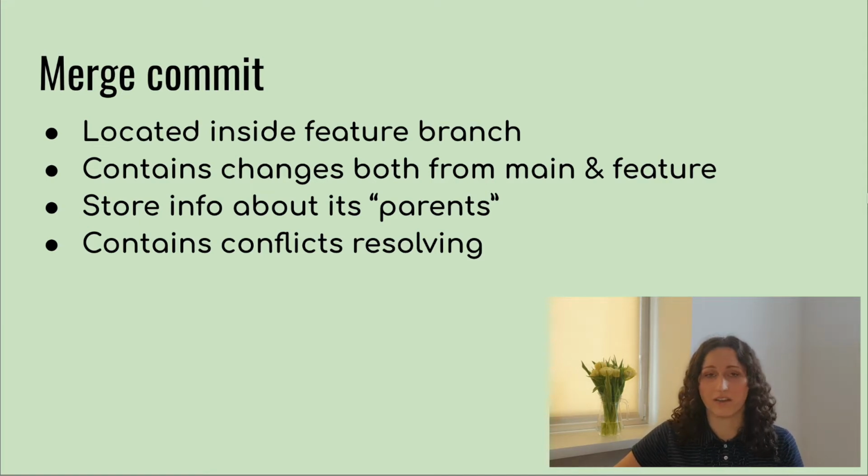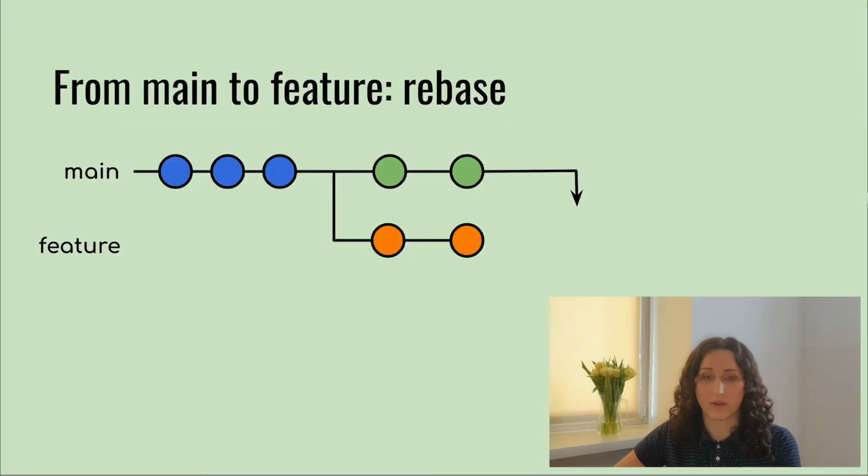Now in your feature branch, you have a merge commit and all the fresh changes from the main branch and from your feature branch. The merge command stores information about its parents. A merge commit has two parents: the previous commit in the main branch and the previous commit in the feature branch. And if there were some conflicts, so if there were some files which were modified by two developers in the same place, Git will ask you to resolve these conflicts, and after that, the merge commit will contain information about the conflict resolution. So this is how it works.